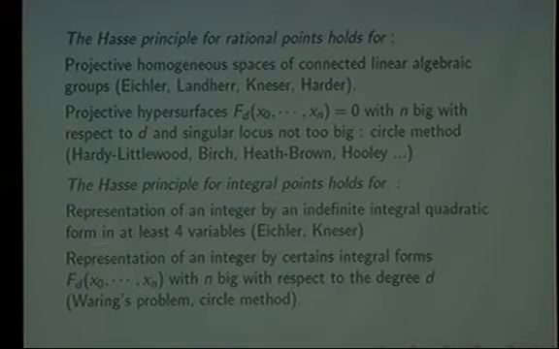But when the form has some negative sign, plus and minus, when it's not positive, when it's indefinite, then in fact there is a local global principle due to Hecke and Kneser. And the last case is representation of an integer by certain integral forms with n big with respect to the degree, and it's the same technique as this one. So it also says something about integral points. So the circle method.